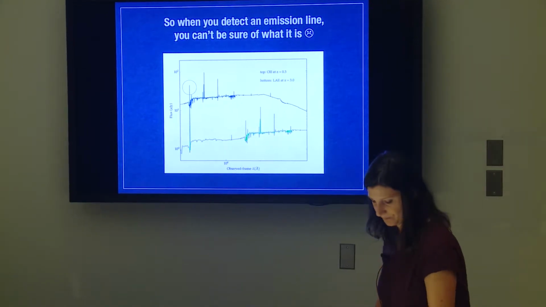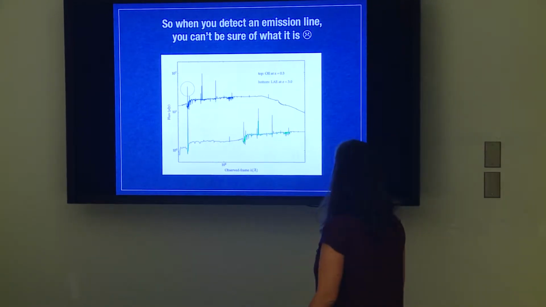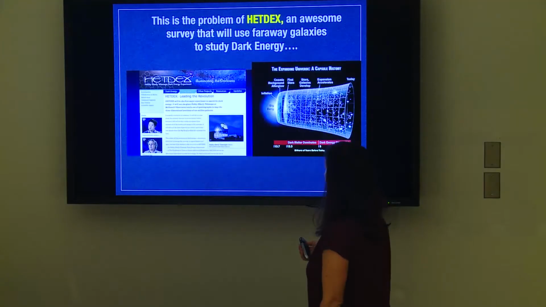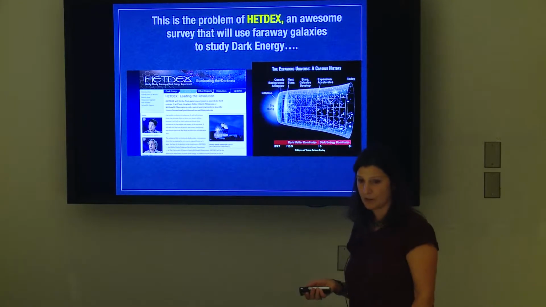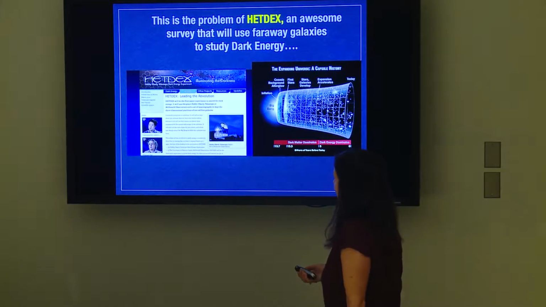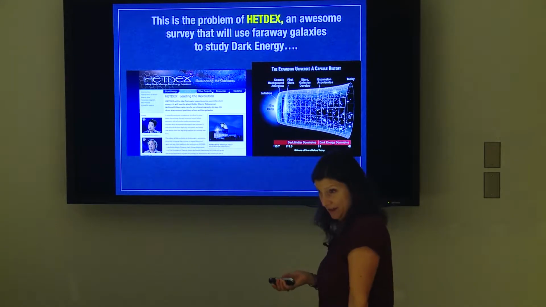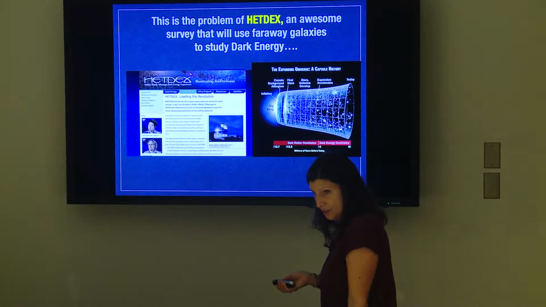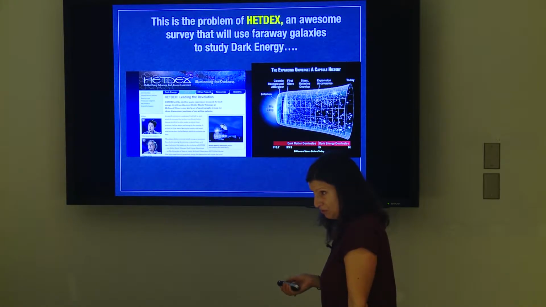So this is the problem that we are facing in this survey that I'm part of, called HETDEX. It's an awesome survey that will use faraway galaxies to study dark energy. Now, have you heard about dark energy? Well, dark energy is a really weird thing.